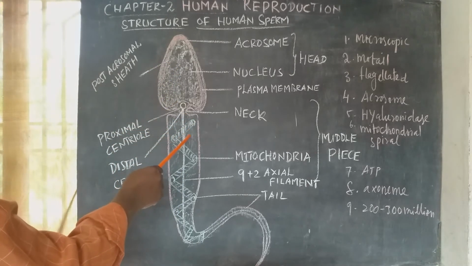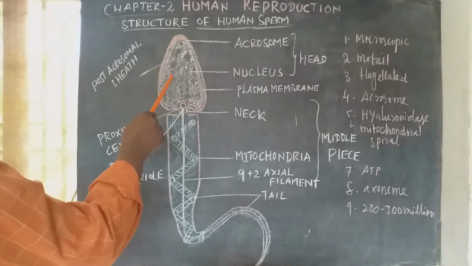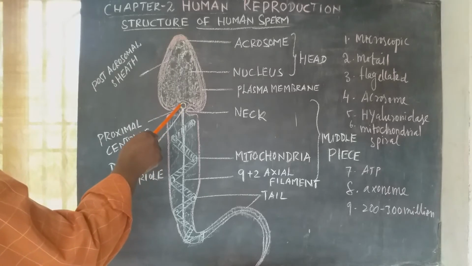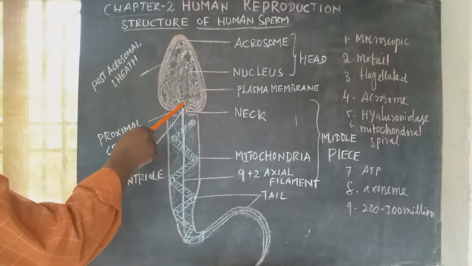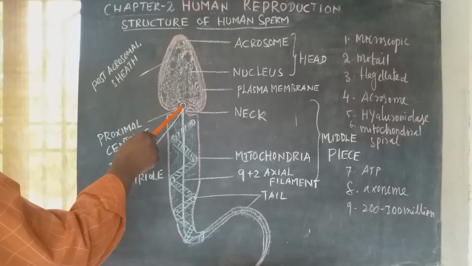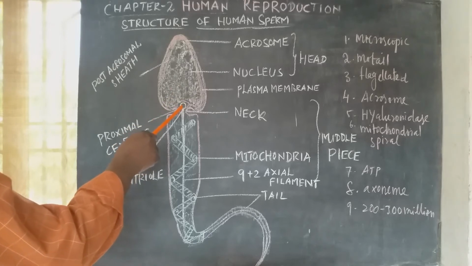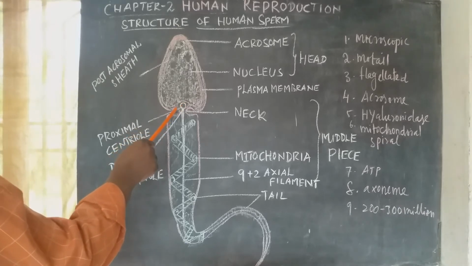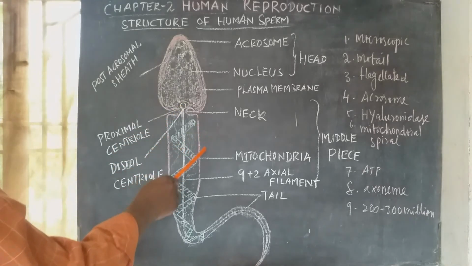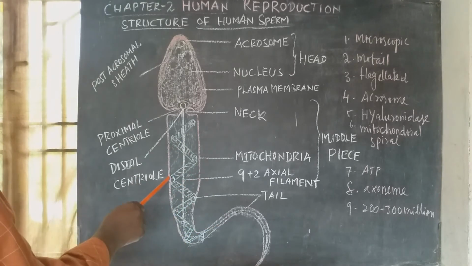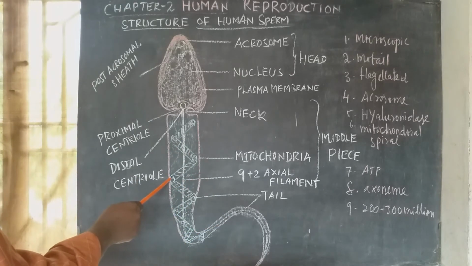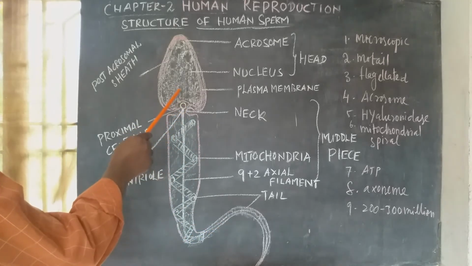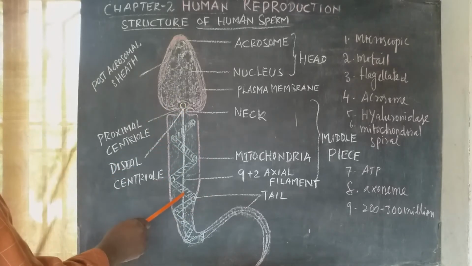The human sperm is microscopic in nature, seen only under the microscope. It is flagellated, so the flagellum is also present. It is a motile gamete. The whole body of the sperm is enveloped by a membrane called the plasma membrane. It consists of head, neck and tail.